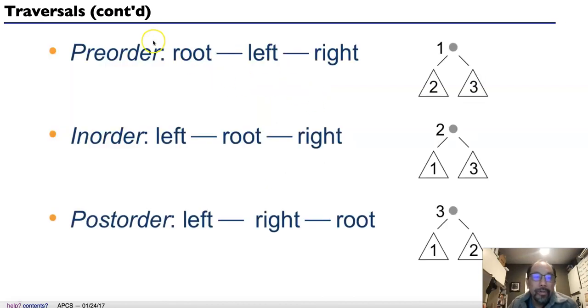So just a little bit of review. We have preorder, where we start with the root, followed by the left subtree, followed by the right subtree. We have in order, where the root is done in between the two. And then we have post order, where the root is done at the end.